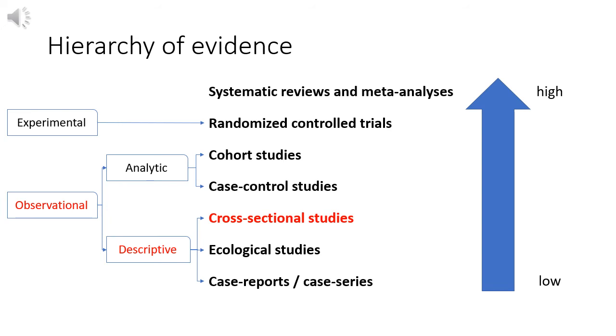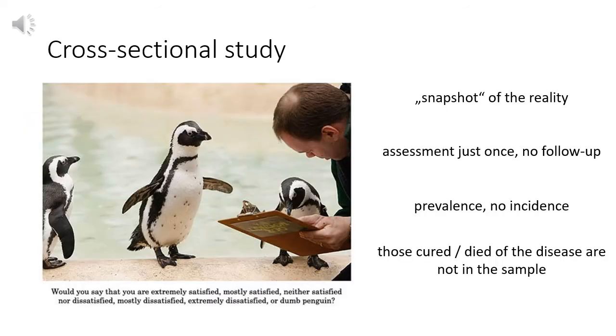Now let's discuss the best descriptive studies we have, and that is cross-sectional studies. Imagine that you are at home and somebody rings the bell and asks you whether you have time to answer some questions. They are probably conducting a cross-sectional study. Cross-sectional studies give a snapshot of reality. They are used to assess, for example, the prevalence of diseases. The assessment is happening just once. There is no follow-up. These are prevalence studies, so assessment of incidence is not possible.